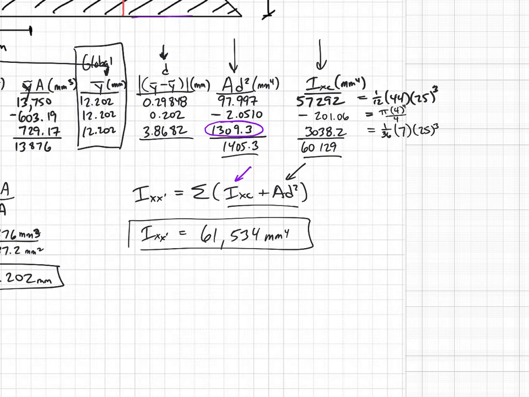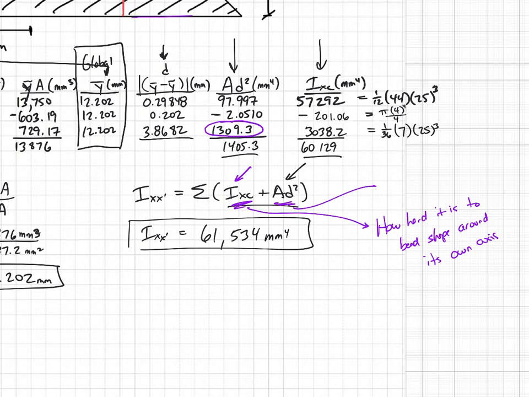One thing I want to talk about here real quick before we move on is that we've got these two quantities. We've got this one and this one. This one is how hard it is to bend the shape around its own axis, axis of symmetry, neutral axis, centroid, whatever it is you want to call it. This thing is basically the correction. So this is basically how much harder it is to bend it around some other axis.